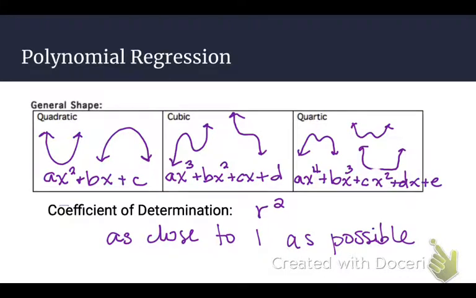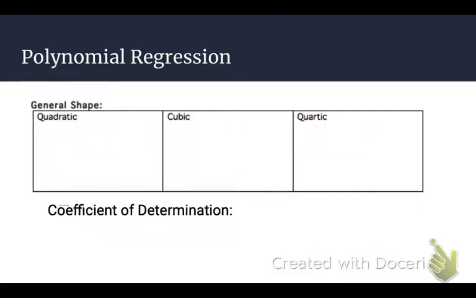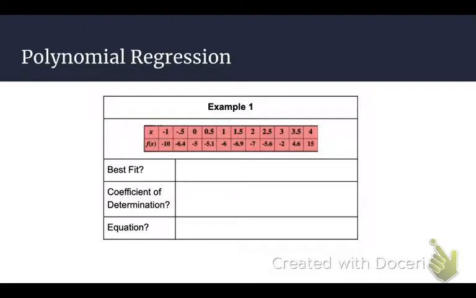Desmos will automatically give you your r squared value. It's really nice that it lines that up for you in the graphing calculator, but on the TI-84 you have to turn on your diagnostics on your calculator to have it do that for you.